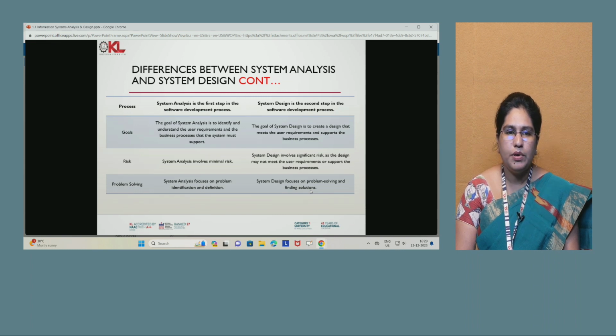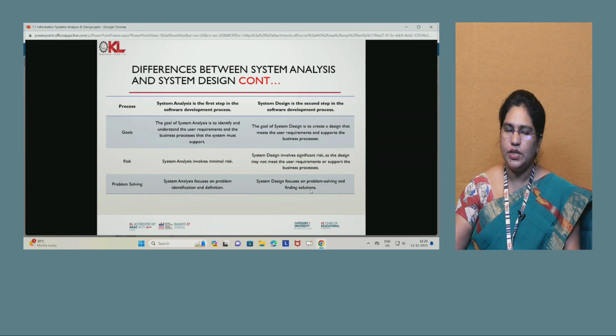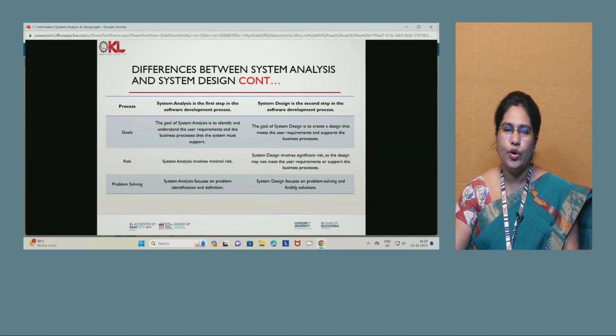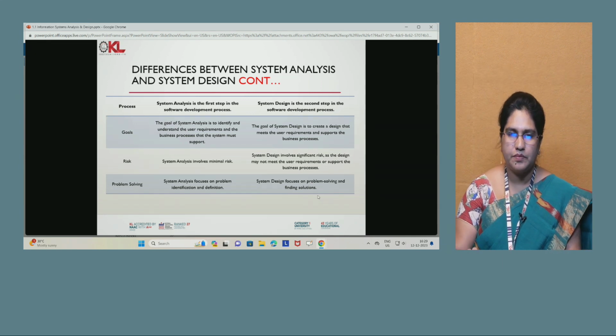So what about problem solving? Analysis focuses on the problem identification. In the design phase, it is problem solving or finding the solution. So the problems initially identified are going to be solved in the design phase.